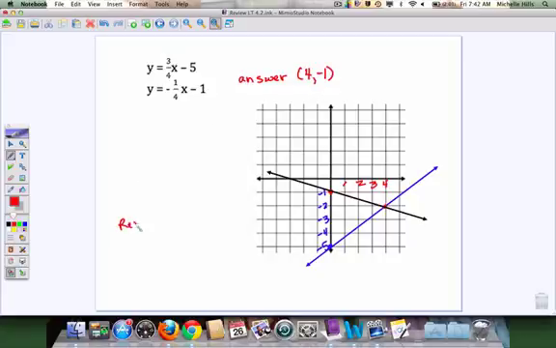Reminder, if when you graph it you get 2 lines that are parallel and they never intersect, your answer would be no solution. And then tell me why it's no solution: parallel lines.